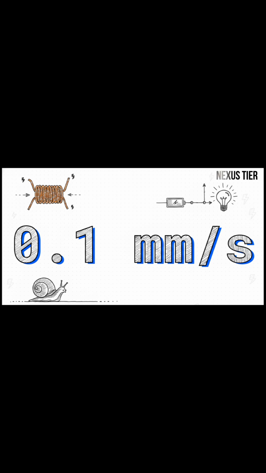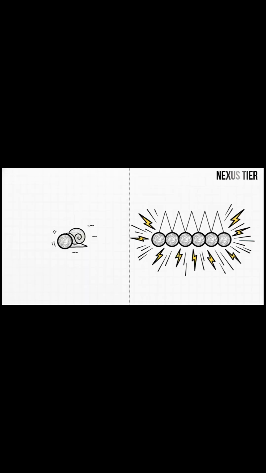The actual speed, which is known as the drift velocity, is roughly 0.1 millimeters per second. That is incredibly tiny. To put that in perspective, individual electrons are drifting through that copper wire literally slower than a snail moves across a sidewalk. So, how on earth does the light turn on instantly?